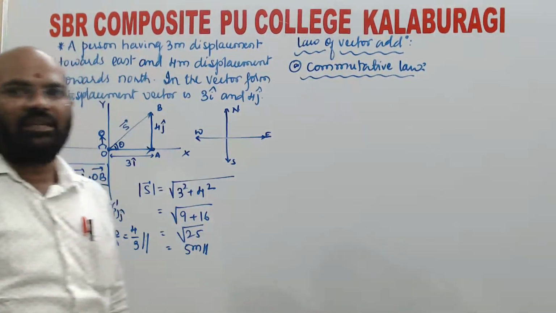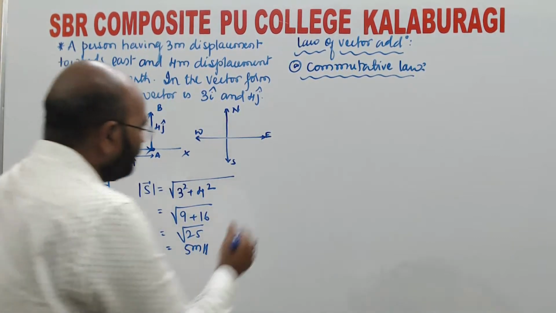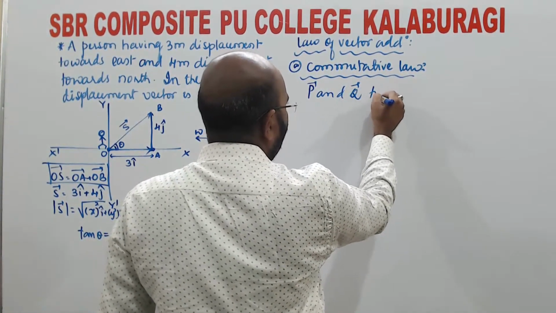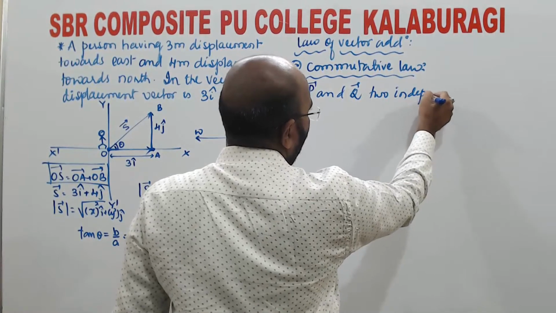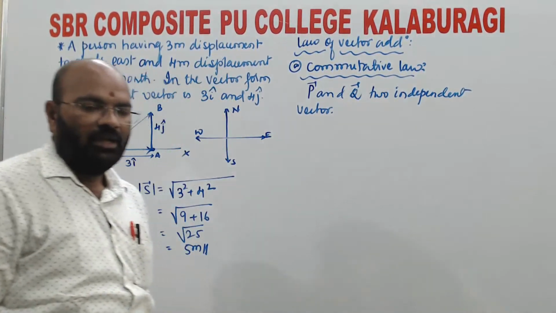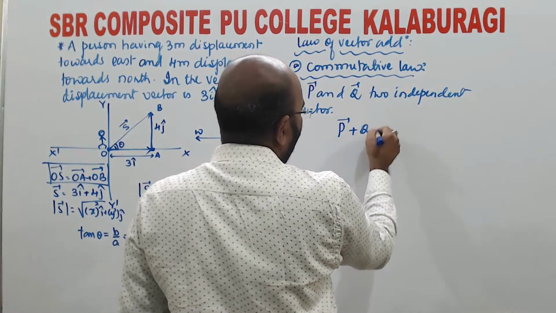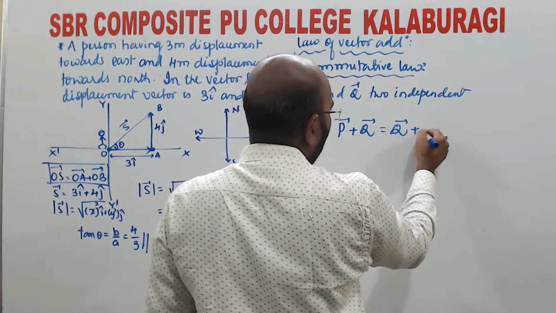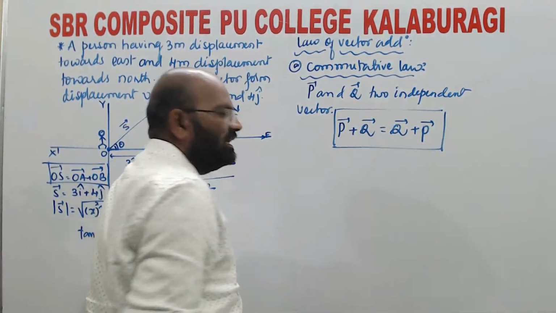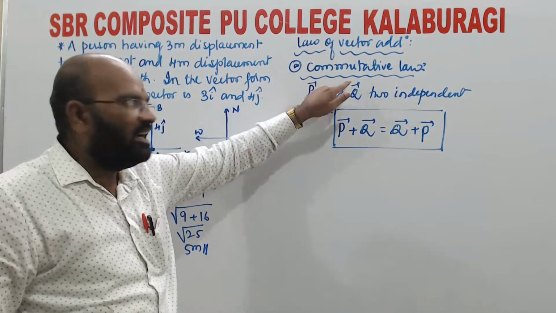Always we consider two vectors for commutative law. Here the two vectors are independent. The two vectors we consider, vector P and vector Q, are two independent vectors which will be added together. So it is going to perfectly satisfy the commutative law. Vector P plus vector Q is equals to vector Q plus vector P. Hence commutative law will be completely satisfied in addition.